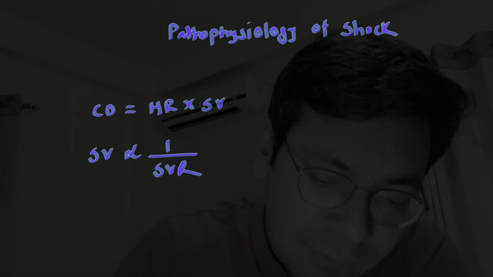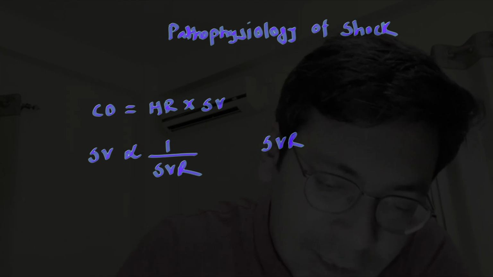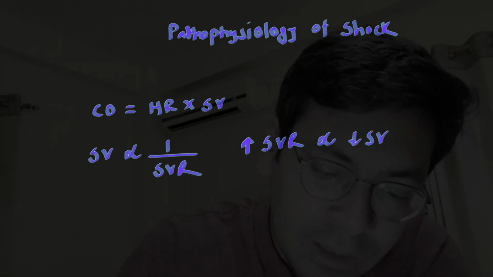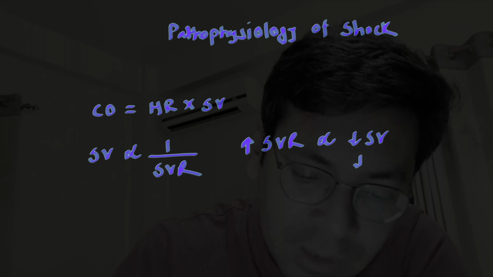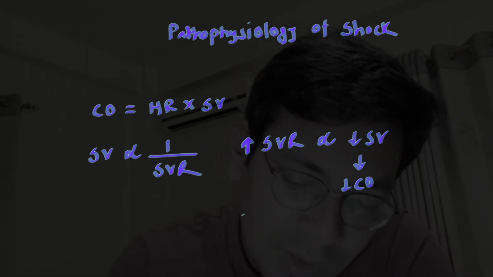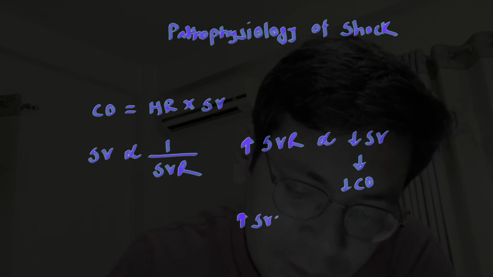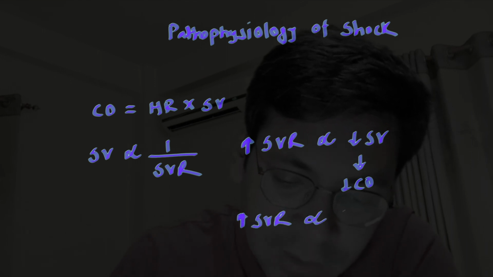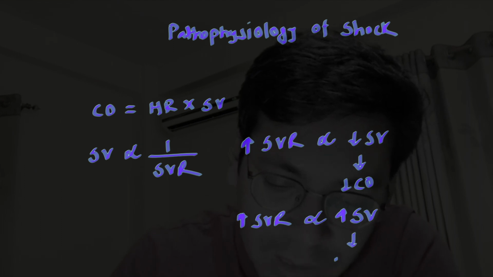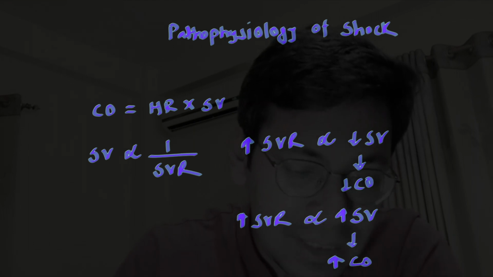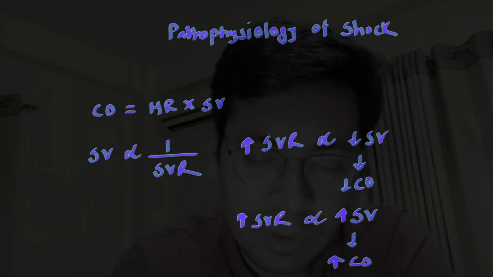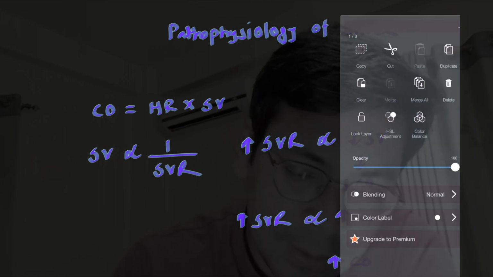So what will happen if there is any increase in systemic vascular resistance? Our stroke volume will decrease, and if stroke volume decreases, our cardiac output will also decrease. At the same time, if systemic vascular resistance decreases, we will see an increase in stroke volume, and also an increase in cardiac output. These two pieces of information are very important. Now we will move on to our next part of discussion.